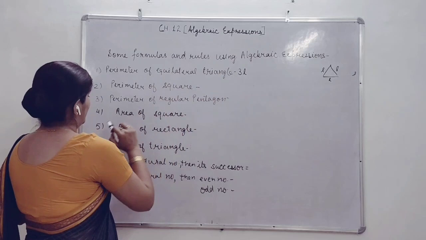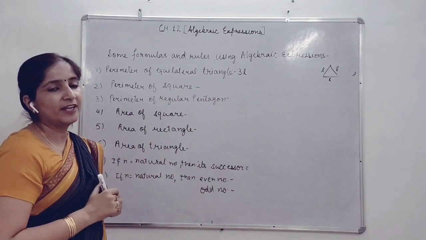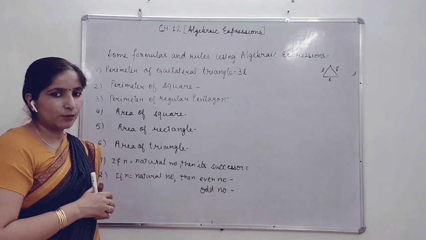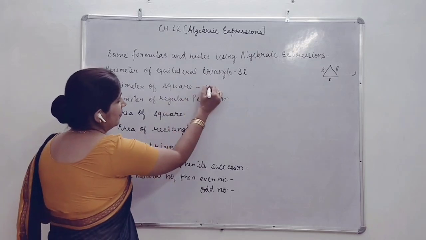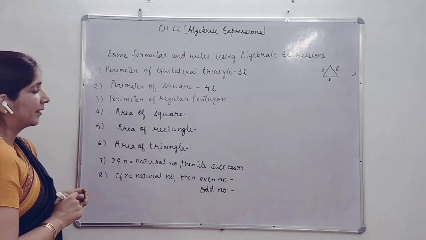So in this manner we can write. Now perimeter of square, in similar terms, what can we write about the perimeter of square? Square means all four sides equal. So if one side is L, what can be the perimeter? It will be 4L.